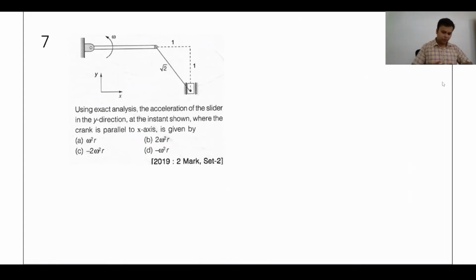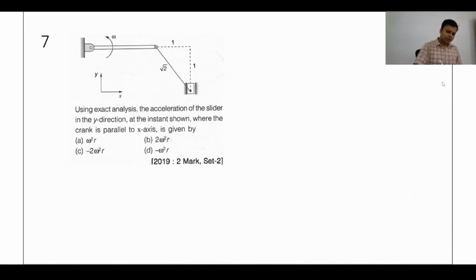Okay. Using exact analysis, the acceleration of the slider in the y direction at the instant shown, where the crank is parallel to the x-axis, is given by. So you have to find out the acceleration of the slider in the y direction. Now, I'll give you one hint. Here again, there are two methods to solve this. One hint is using rigid body dynamics.